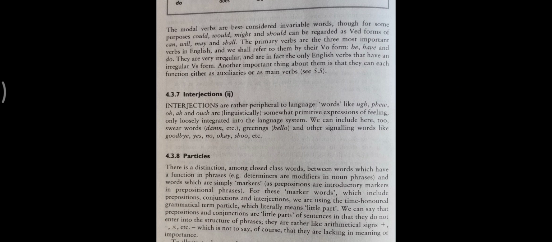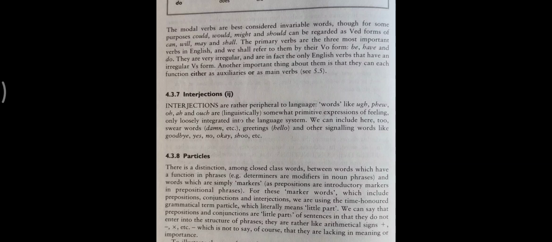Then we have interjections. Interjections are peripheral words in language. They express feelings, or they are very loosely integrated in the language system. So, damn, hello, goodbye, yes, no, okay. Like these words, they express some kind of emotions or feelings.